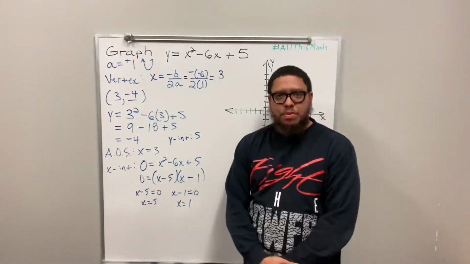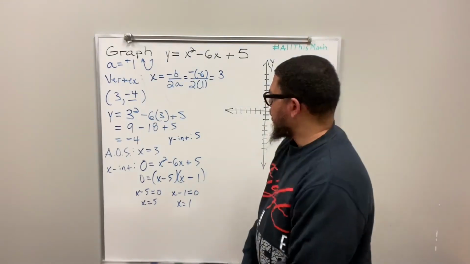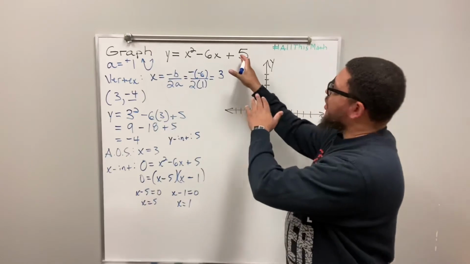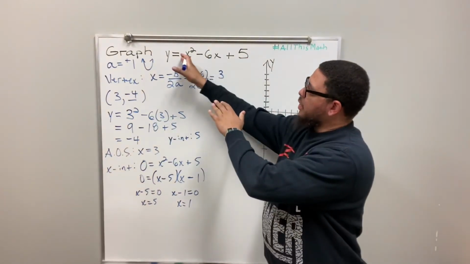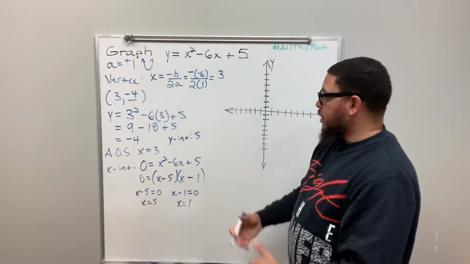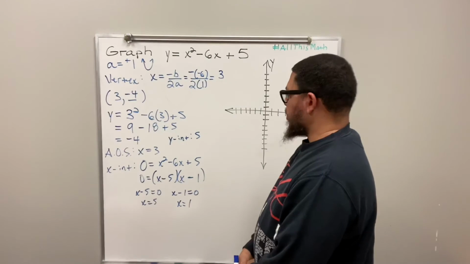What's 0 minus 0 plus 5? It's 5, right? Exactly. So believe me when I'm telling you, the y-intercept is always going to be the c value when you're in the standard form of a quadratic equation. All right? So it looks to me like we got enough information to do what we got to do.